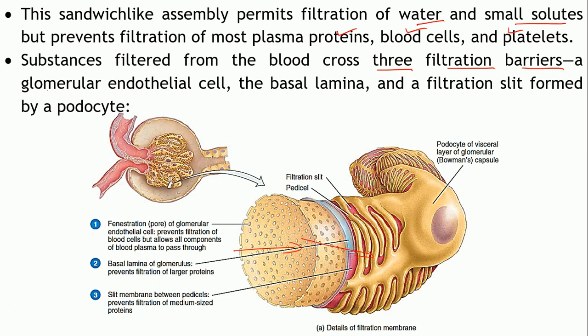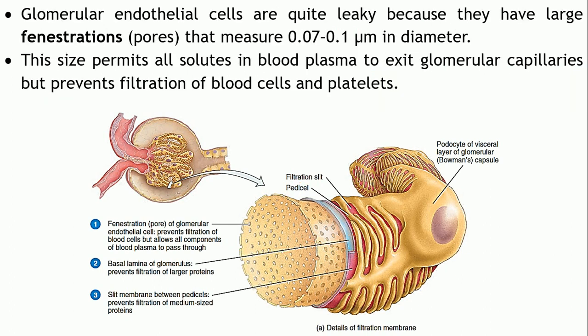First one is the glomerular endothelial cells. Remember, the capillary wall is made up of endothelial cells, right? So that's the first barrier. Second one is the basal lamina, which is present over here, that's your second barrier. And the third one is the filtration slit, which is formed by the podocytes. As you can see, these openings over here are known as the filtration slits. So these are the 3 barriers which any substance needs to cross.